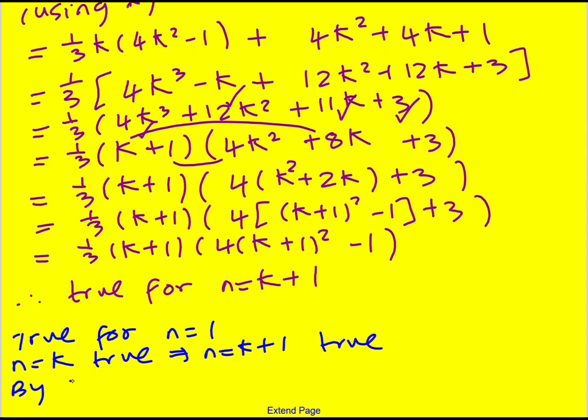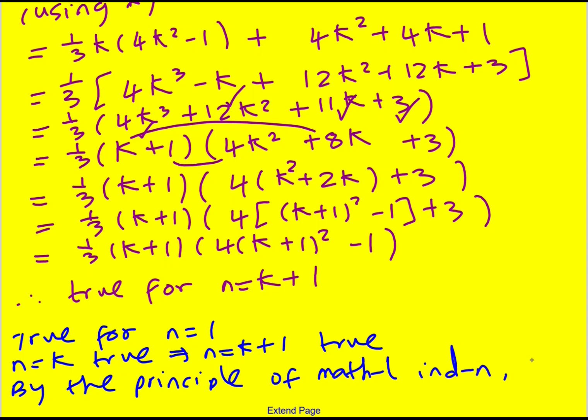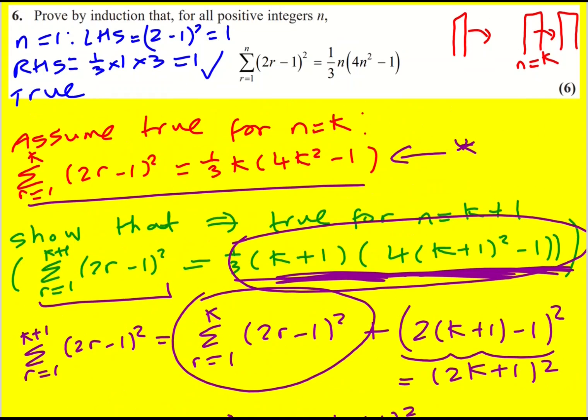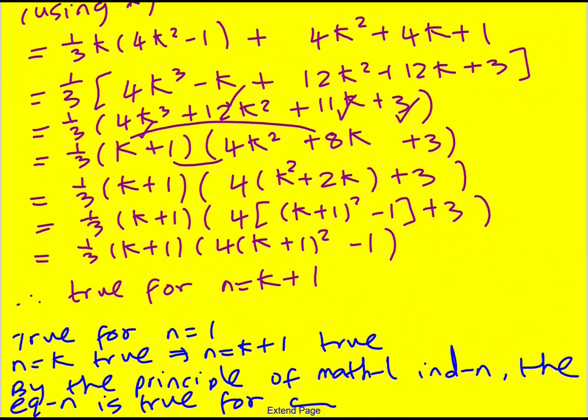Therefore, by the principle, I always write this little bit at the end. Have your own way of doing it, but along similar lines: by the principle of mathematical induction, the equation is true for all, I think it was natural numbers n, was it? For all, oh, sorry, for all positive integers n. Well, that is the same thing.